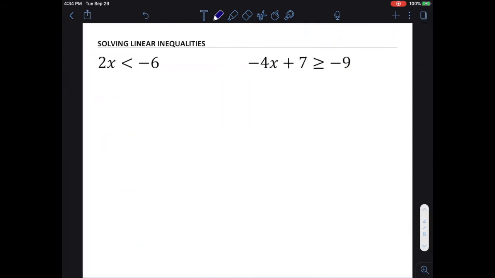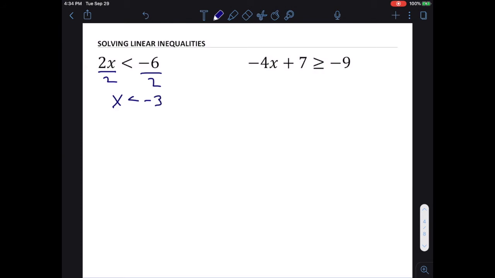All right, a couple more examples. 2x is less than negative 6. This one is very similar to the one we just did, except it had a negative 2, and the big difference is the inequality symbol. There's no equal to part of it. It's just less than. So we're going to solve this just like we would a regular equation, divide by 2. So we have x is less than negative 3.